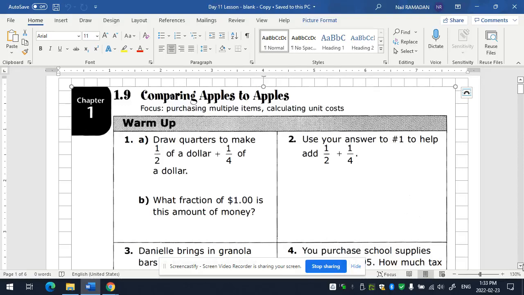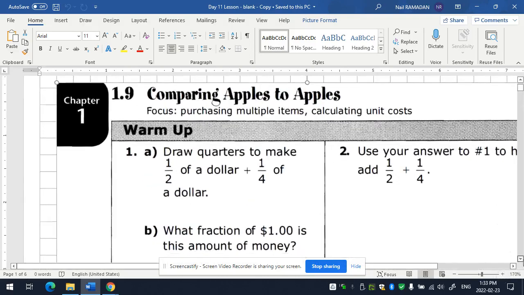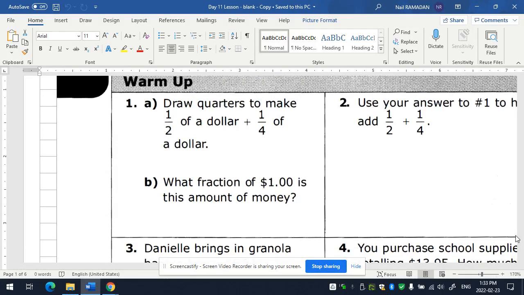So draw quarters to make 1/2 of a dollar plus 1/4 of a dollar. Well, if you can use only quarters, what's 50 cents? How many? Two. So that means, go ahead. We just sketch. I guess we need to sketch 3 circles. 2 circles for the half, and 1 circle for the 1/4. So go ahead.